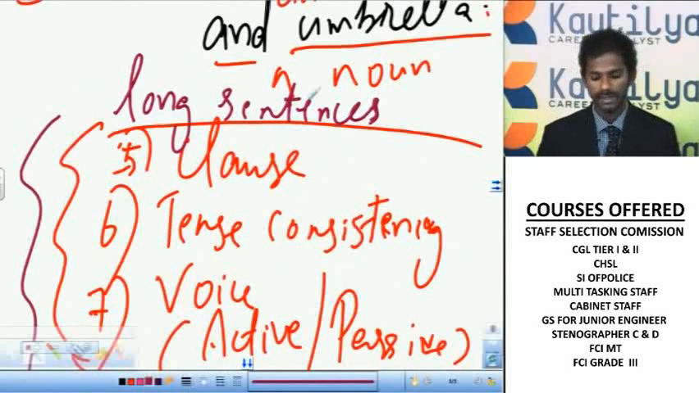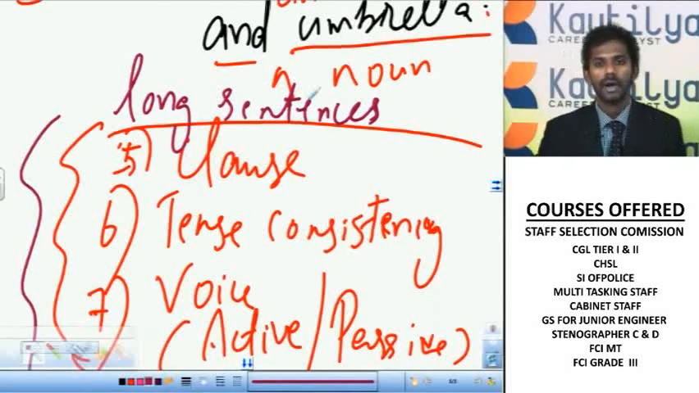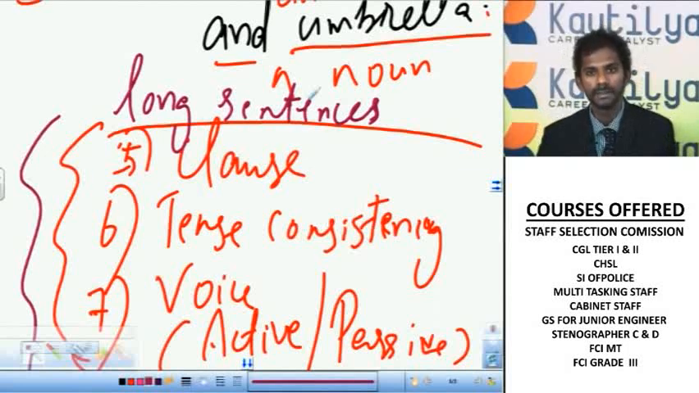I told you what a clause is. Tense consistency you already know. If a sentence begins in the present tense, all the other ideas must, till the end of the sentence, be in the present. Similarly, if it begins in the past, till then it must be in the past. Future, same thing. That means if one idea is in the present tense, all the other ideas must also be in the present tense. If one idea is in the past tense, all the other ideas must also be in the past tense. Same is the case of future. If one idea is in the future tense, all the others must also be in the future tense. So in a sentence, there must be tense consistency.